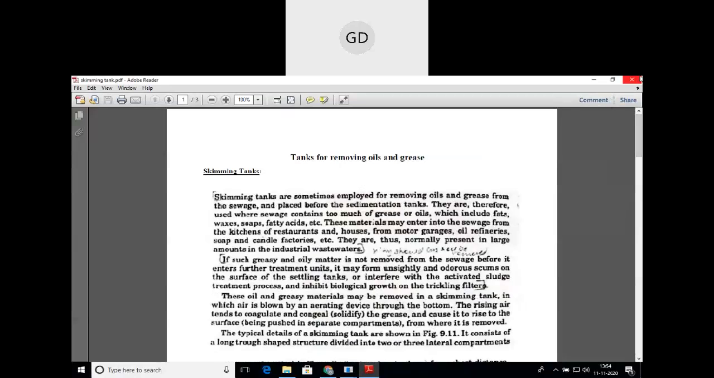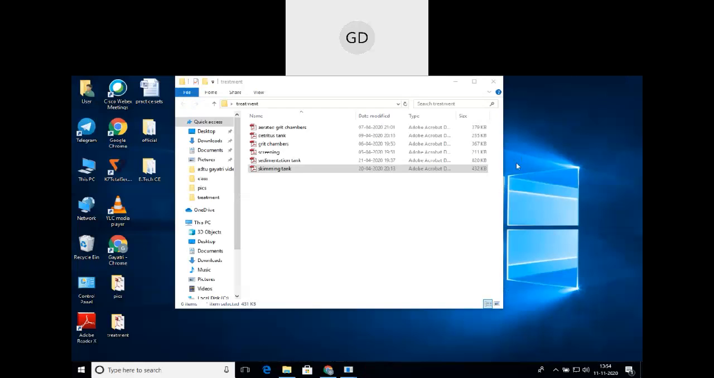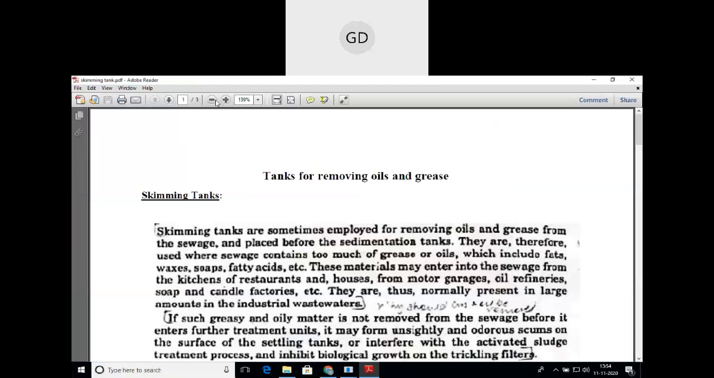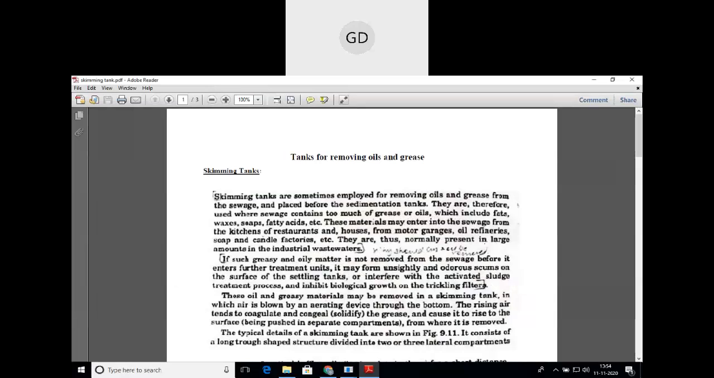The next notes, I don't have with me right now, so let us end here today. We have done the detritus tank and skimming tank. After that we will proceed to our primary sedimentation process, which we will do in the next class on Friday. Clear? Let me take your attendance. I will share this PDF now, and you can note down the main lines in your copy.